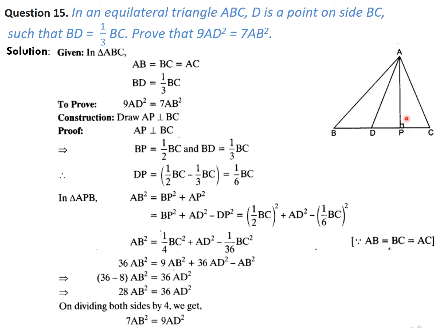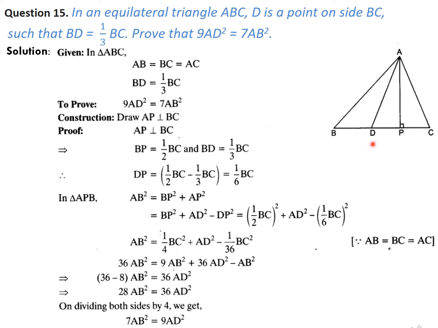We have a right angle right here. AP is a perpendicular on this side. Now, since this is an equilateral triangle and AP is a perpendicular, we can say that BP is equal to CP, because we know that for an equilateral triangle, the perpendicular is always the bisector or the median. So we have dropped a perpendicular here. So we can write that BP is equal to half of BC, and BD is also given as 1/3 of BC.